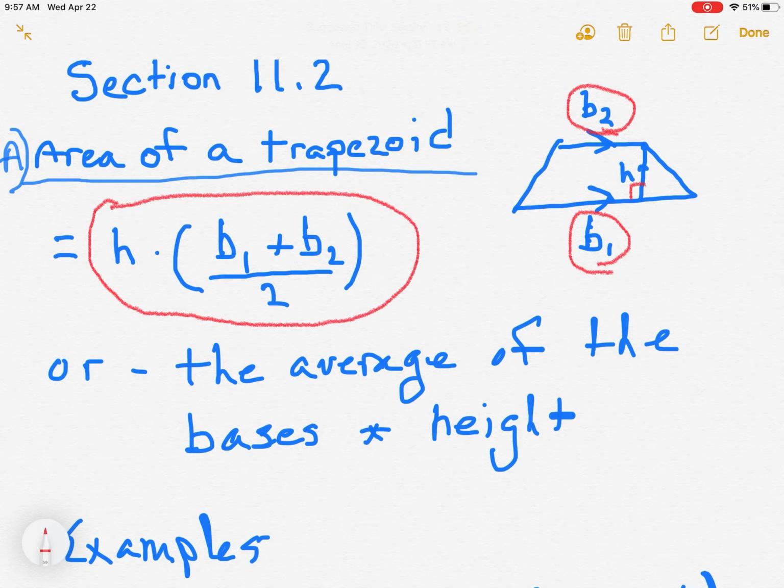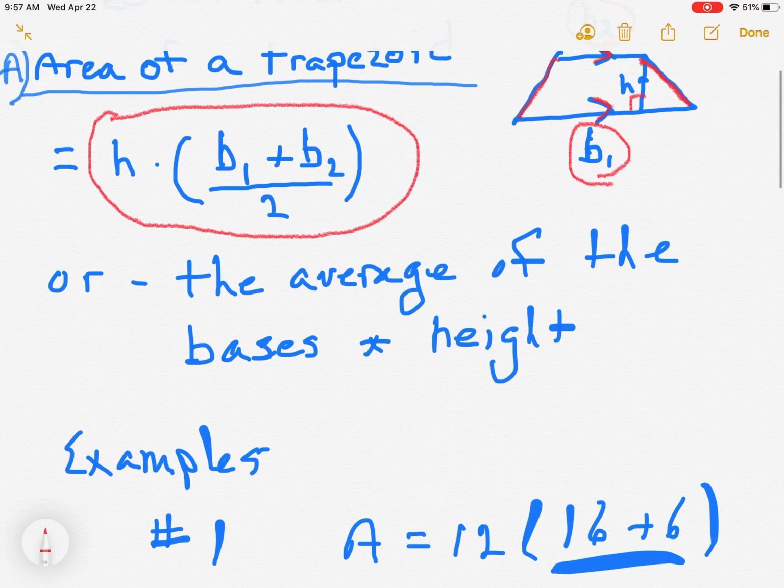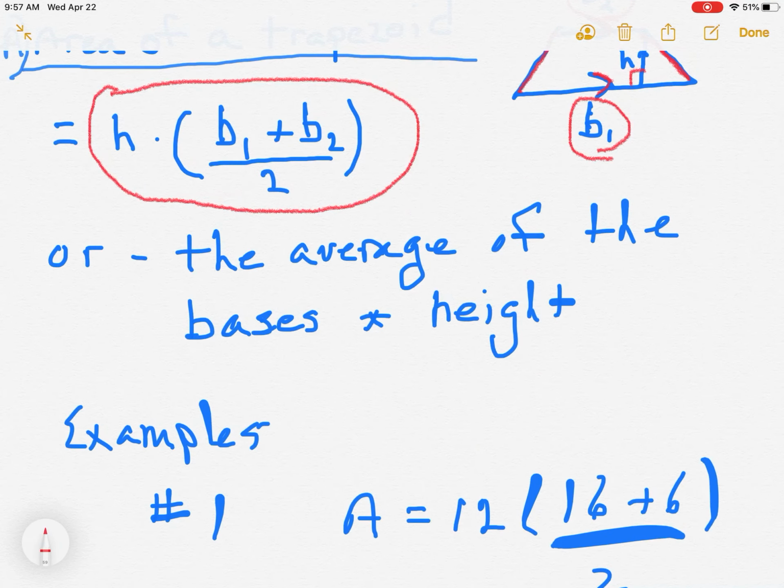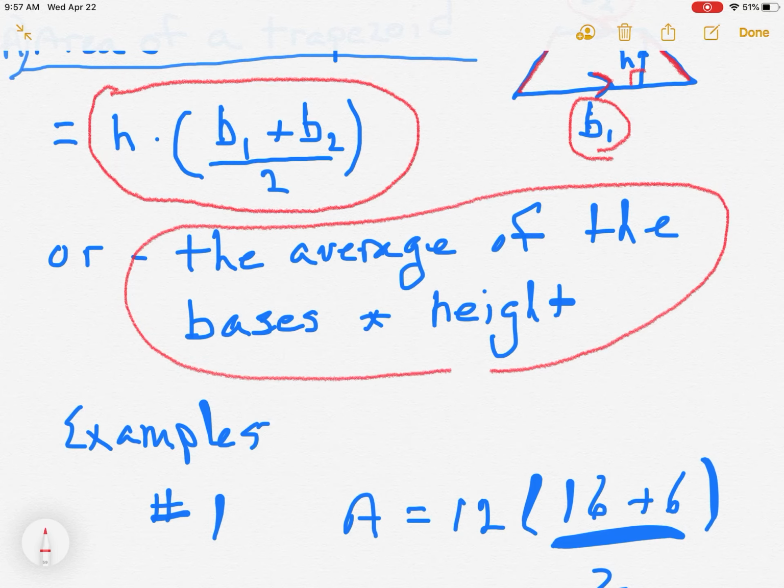By the way, let's just review a minute. What is a trapezoid? A trapezoid is a 4-sided figure in which one pair of sides are parallel. So notice I have here in the diagram an arrow here and here. The top is parallel to the bottom, but the left and right are not parallel. So a 4-sided figure in which one pair of sides are parallel, the other are not. So as I've mentioned in my notes here, the area of the trapezoid is the average of the bases multiplied by the height.